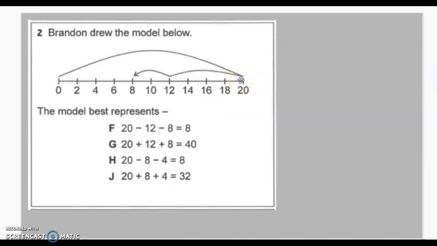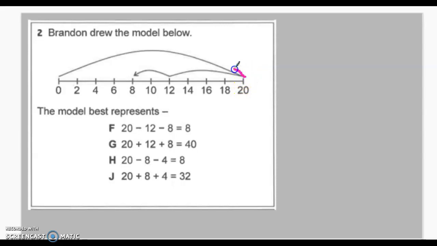So 20, and then we subtract some, and we end up at 12, and then we subtract some more, and we end up at 8, okay? So is this 20 minus 12 minus 8 equals 8? 20 minus 12. Well, let's see. Does this go minus 12? This lands on 12, but that does not mean that you are subtracting 12, okay?